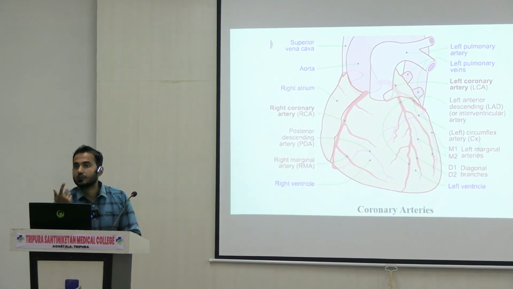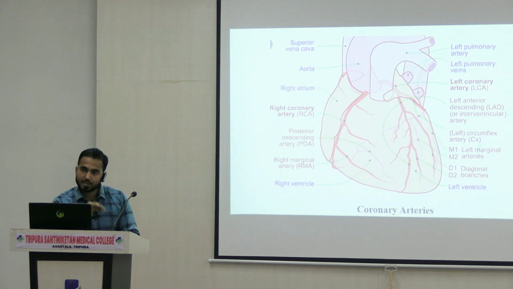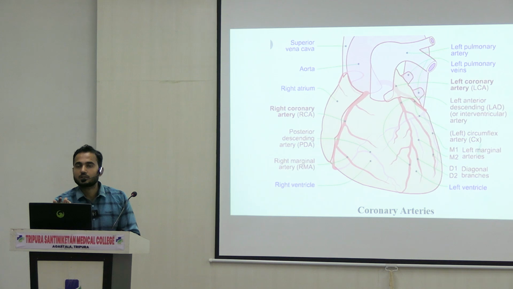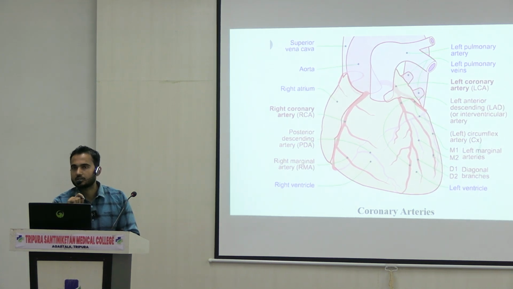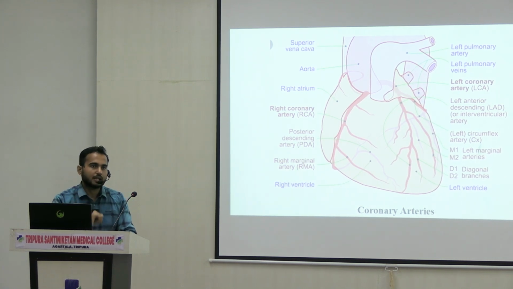So it is based on what and why? Whether it is right dominance or left dominance in case of coronary artery, why it is right or why it is left dominance, and why it is called right dominance and left dominance. What is the reason behind that? So these are some important points which you should know, followed by the applied part.